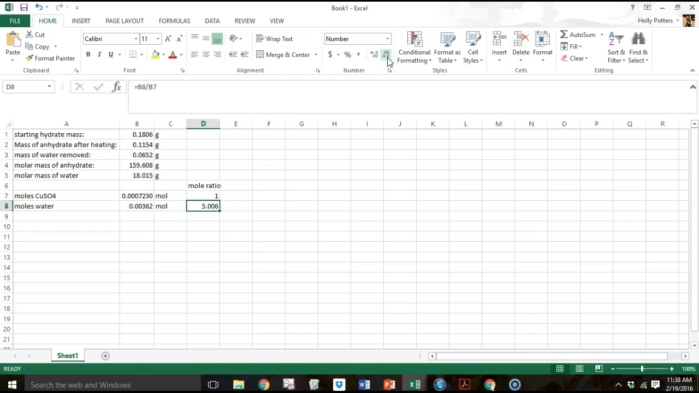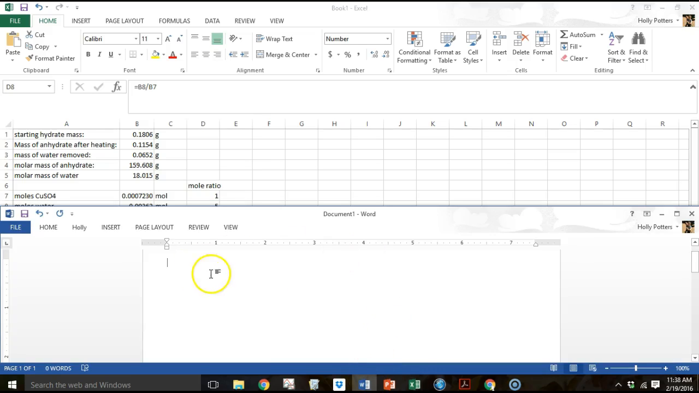And again, experimentally speaking, your numbers might not be as perfect, but we're looking for a whole number at this step. And pretty much for hydrates, it's going to be a 1 to some number water molecule ratio. There never is a coefficient on the formula unit of the anhydrate. So our mole ratio is 1 to 5.